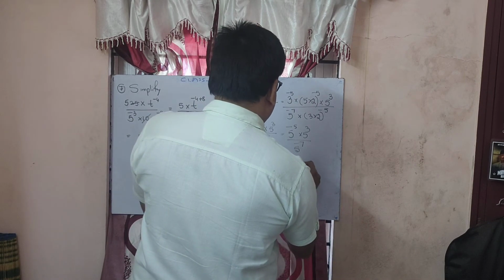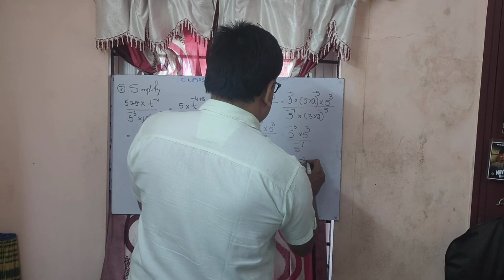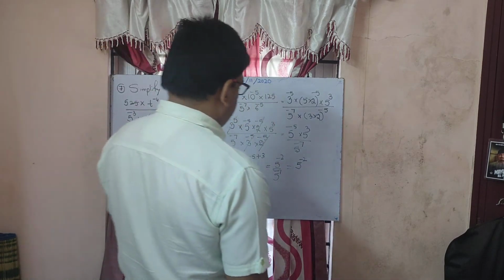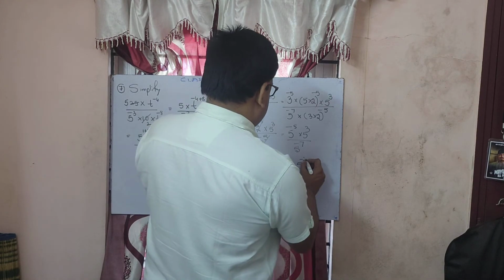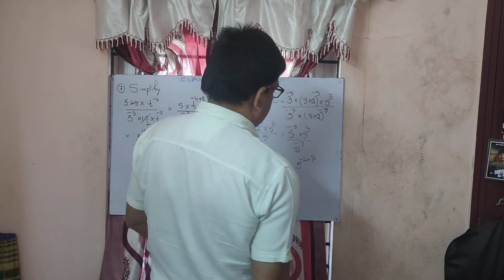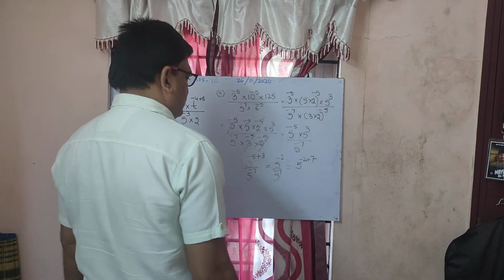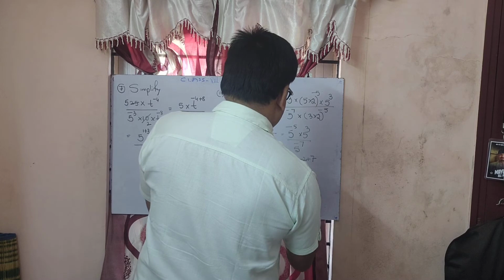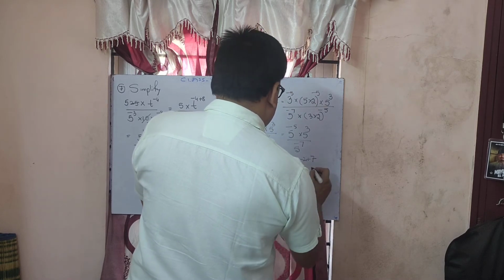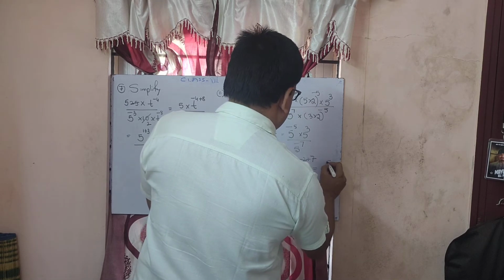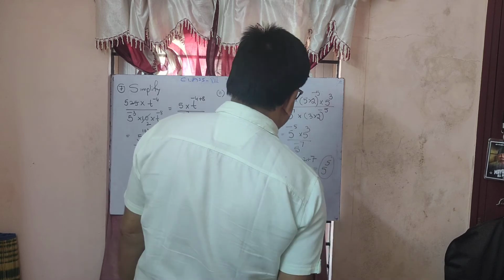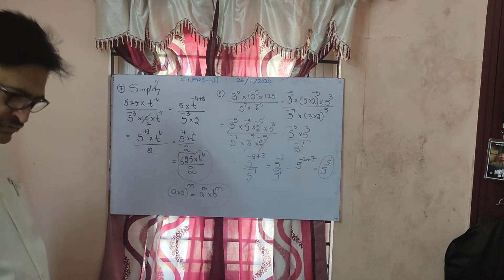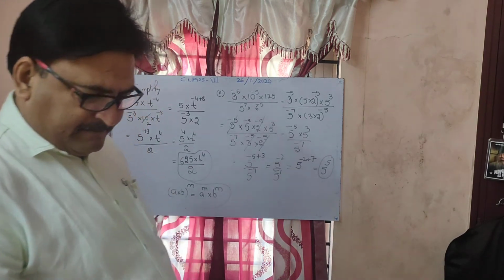So that is 5 to the power minus 2 minus of minus 7. When it comes up, it becomes what? Plus 7. So what happens? 5 to the power 5 remains. So the answer is 5 to the power 5. This is the answer we get after solving the example.